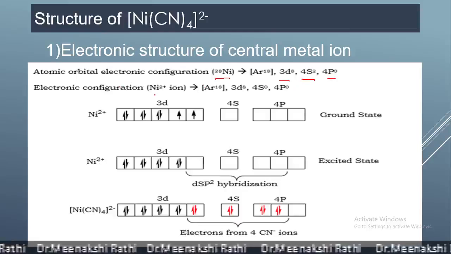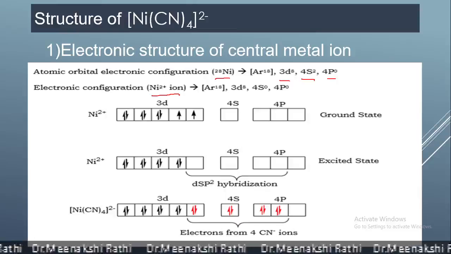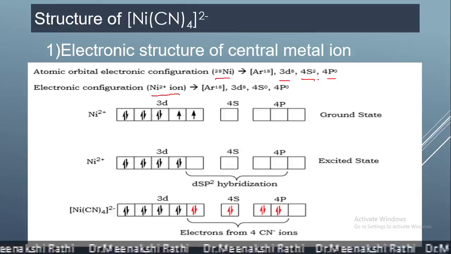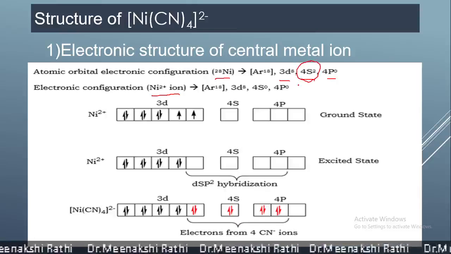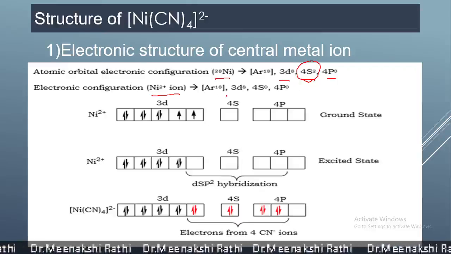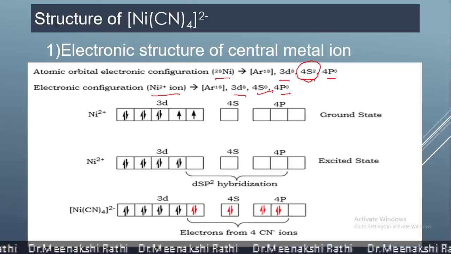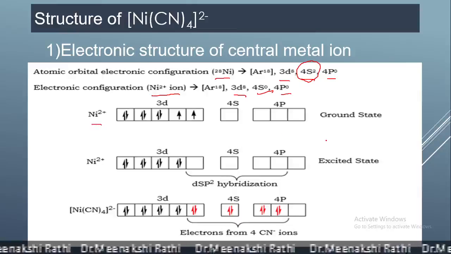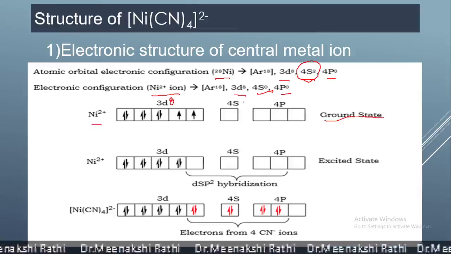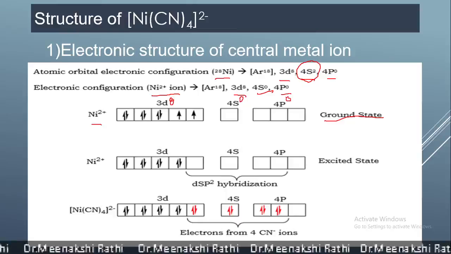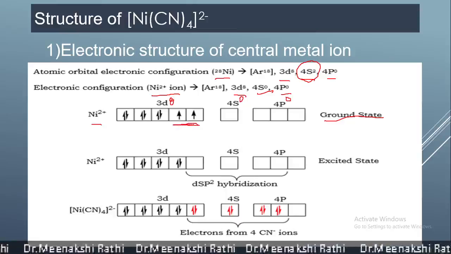For the electronic configuration of the Ni2+ ion, we need to remove 2 electrons. So we can remove these two 4s2 electrons. So what will be the electronic configuration of the Ni2+ ion now? It is argon 18, 3d8, 4s0, 4p0. So the Ni2+ ion in its ground state has electronic configuration 3d8, 4s0, 4p0. So in the ground state, the nickel ion has 2 unpaired electrons.